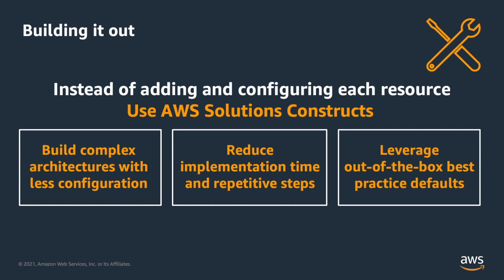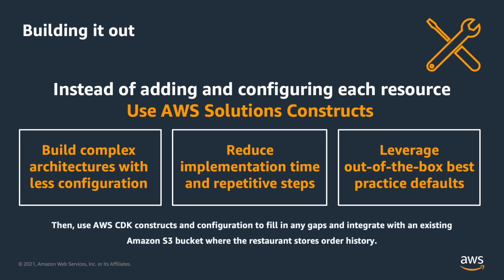I'll also be able to build this confidently using the best practice defaults, which means less time spent ensuring that my architecture conforms. But with a complex architecture like this, there's always going to be some tweaks and customizations along the way. That's why I'm going to use the AWS CDK to fill in any gaps and also to help me integrate the existing resources that our restaurant might have. In this case, that'll be the pre-existing orders archive.